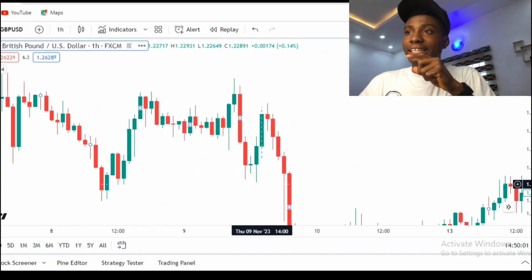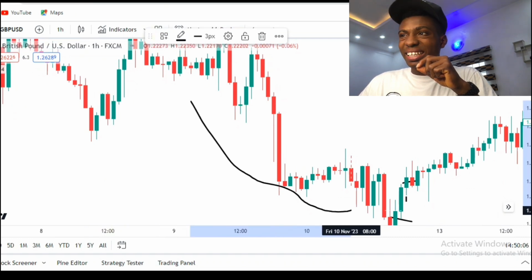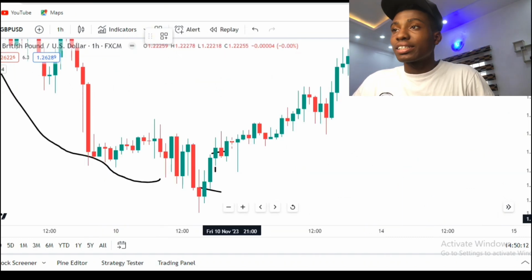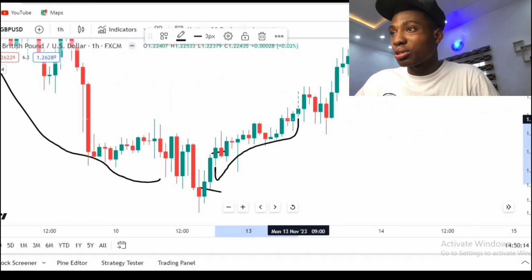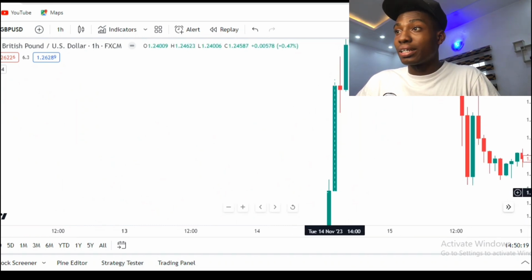Look clearly from this point, the market was clearly in a downtrend. Looking right here, the market is clearly in a downtrend, but immediately this candlestick actually made its appearance. You can see how the trend of the market changed. The market started moving in an uptrend, and then an uptrend.